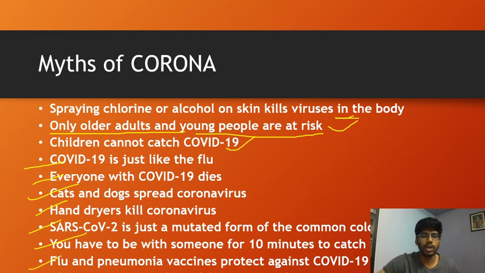The flu and pneumonia vaccines protect against COVID-19? Not at all. There is no potential vaccine as of now. And the virus originates in a laboratory in China? We already said it was a myth, right? It was naturally evolved.